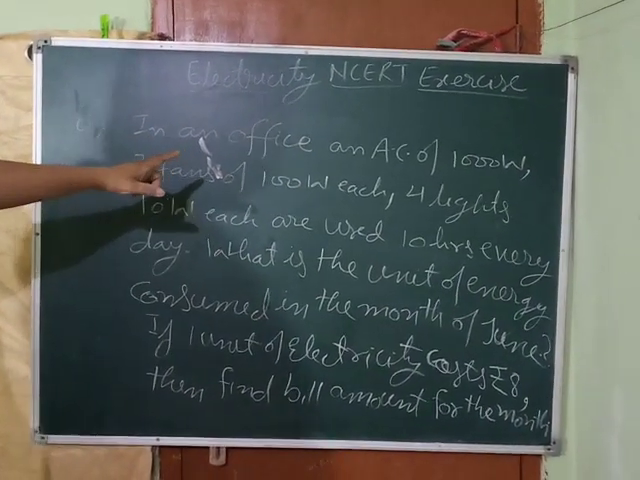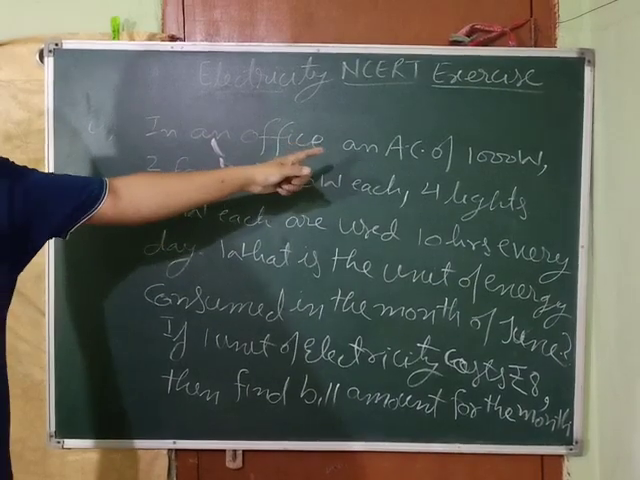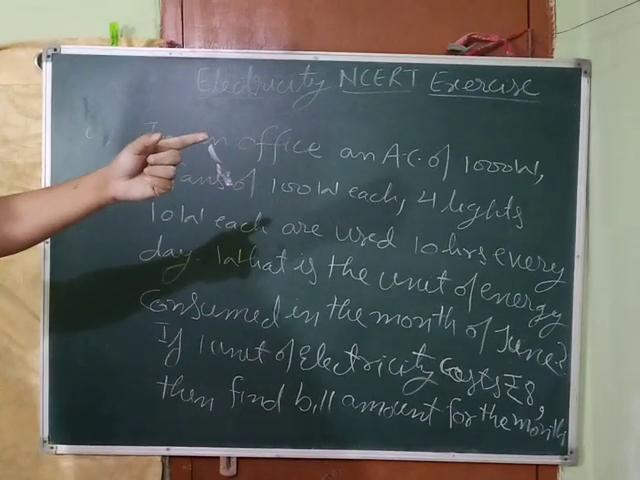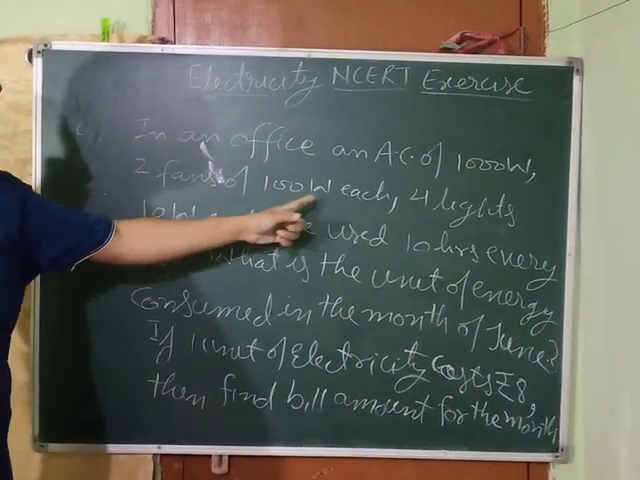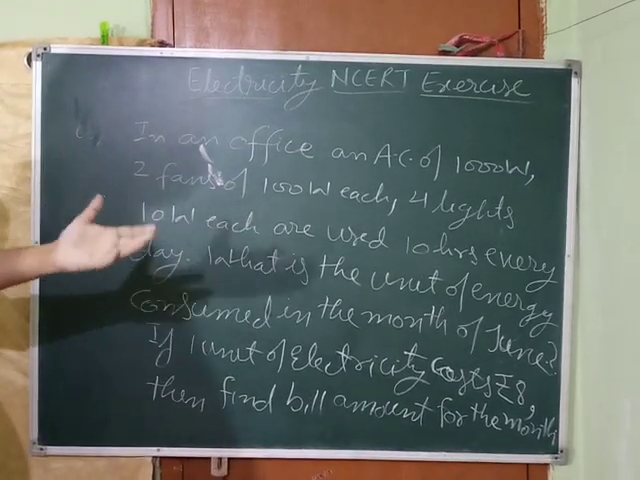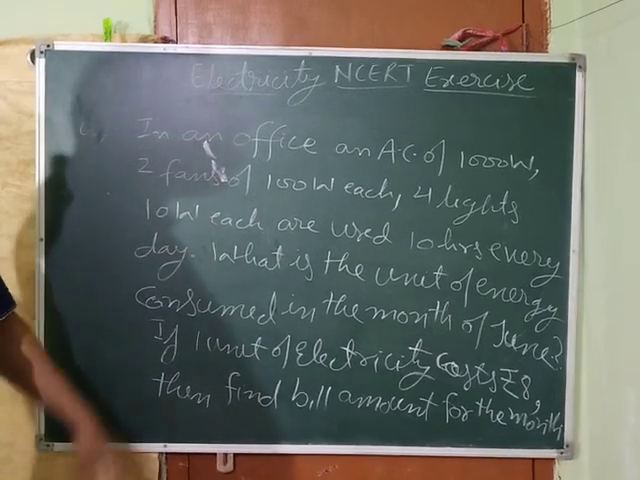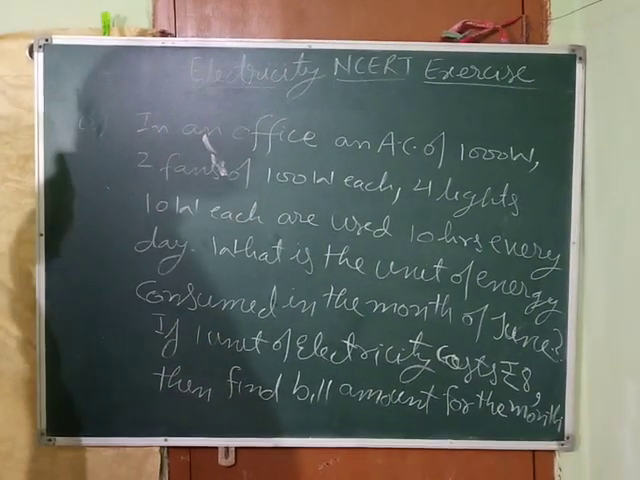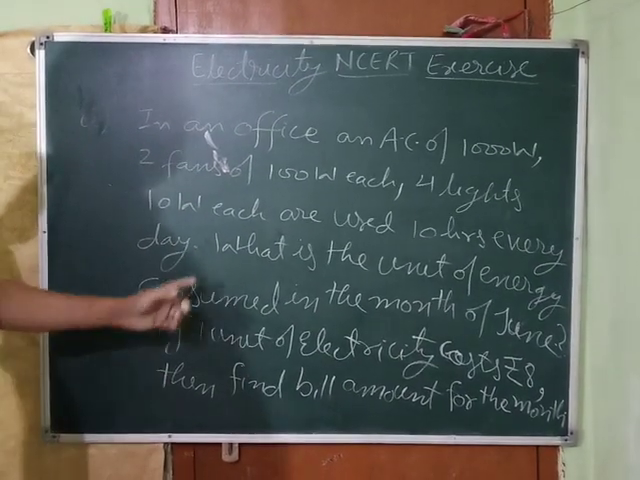In an office, there is an AC of 1,000 watt. AC is there of how many watts? 1,000 watt. 2 fans are there of 100 watt each. So 2 fans, each having how much power? 100 watt. And 4 lights are there, 10 watt each. Each light has power 10 watt. They are used 10 hours every day. How much time are they used every day? 10 hours. Now, what is the question?